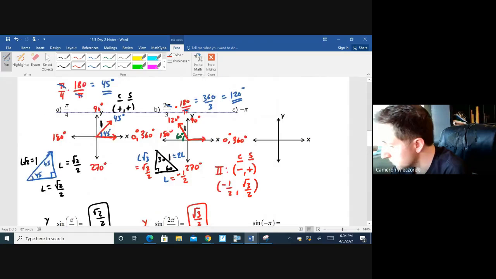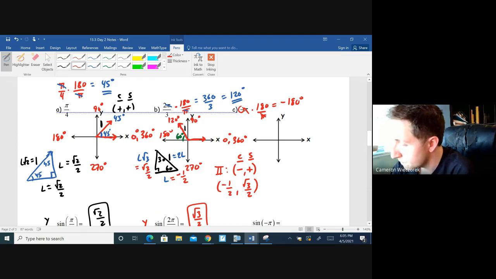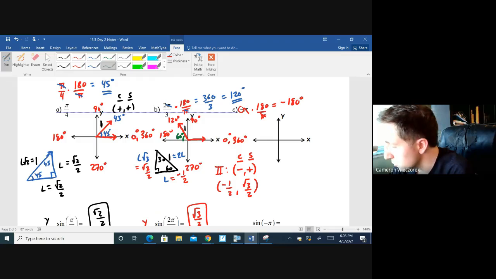Next one I'm going to do is negative pi times 180 over pi. This one's nice because the pi's cancel out. So I have a negative sign left over and 180. So I'm at negative 180. We can still do old tricks. If you don't like dealing with negative angles, you can add 360 degrees to make it positive. 360 minus 180 would give you positive 180, which is going to be right over here.